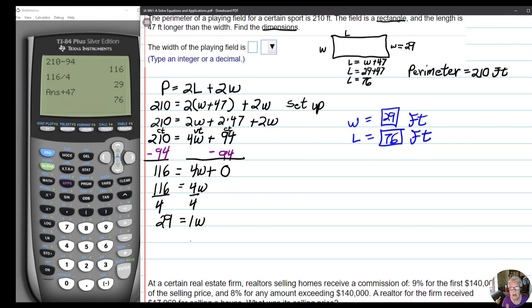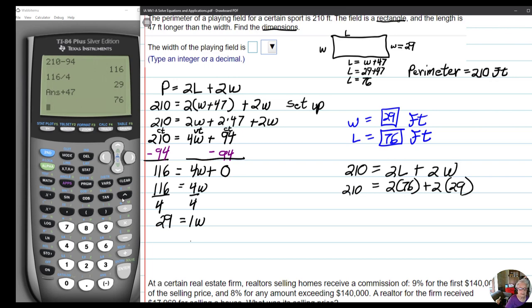Okay. Now, if we want to check, we need to make sure that 76 plus 29 plus 76 plus 29, are they really 210? Let's see. 210 equals 2L plus 2W. 210 equals 2 times 76, plus 2 times 29.